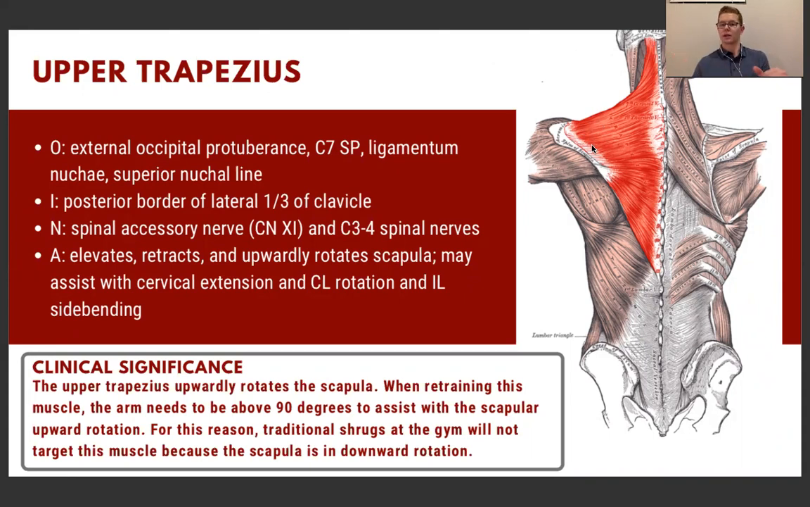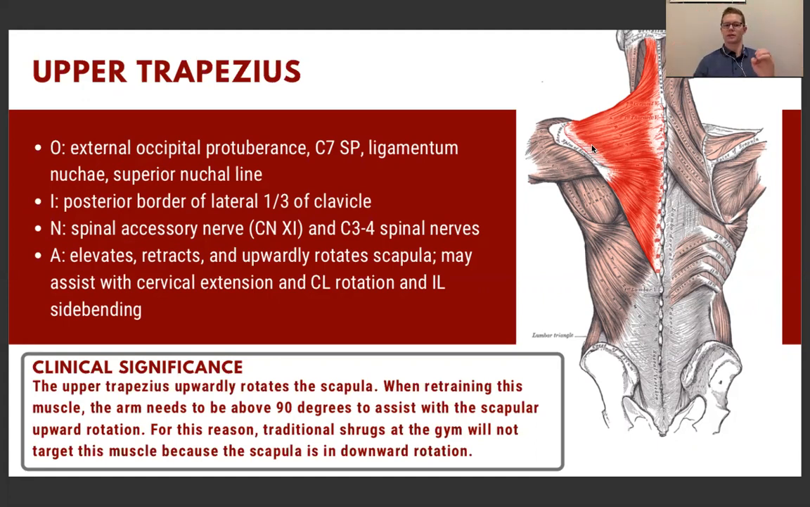Insertion, it will run out to the lateral third of the clavicle. Innervation is from the spinal accessory nerve, and then also spinal nerve C3 to C4. Action, it is going to elevate, retract, and upwardly rotate the scapula, and then it also has some cervical contribution. But my main focus in this lecture is talking about the scapula. So it elevates or lifts up the scapula, and then upwardly rotates, but also provides some retraction.